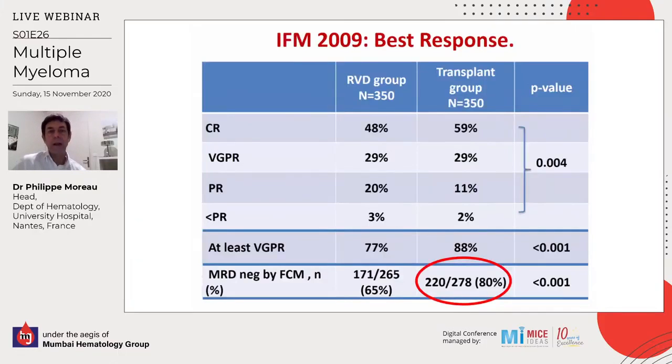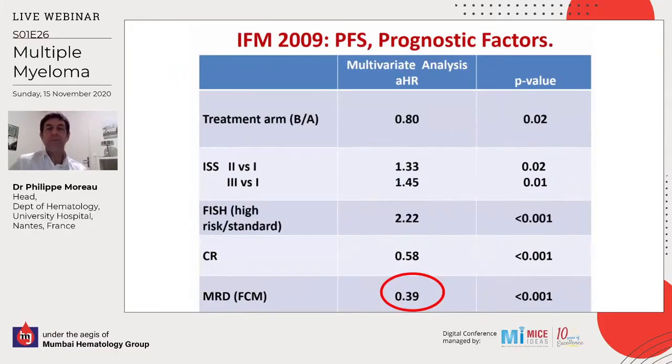But when looking at responses, interestingly, and patients were assessed by flow cytometry, 7 color, 10 to the minus 4, you see that the higher rate of MRD negativity was achieved with stem cell transplantation, and before maintenance, 80% of the patients in the transplant group were able to achieve MRD negativity.